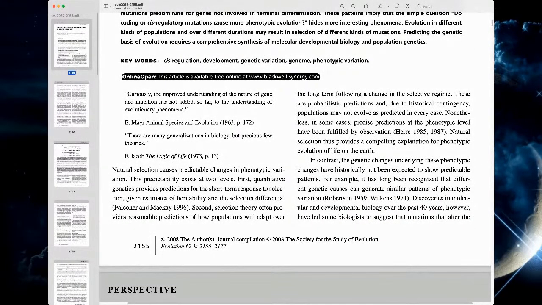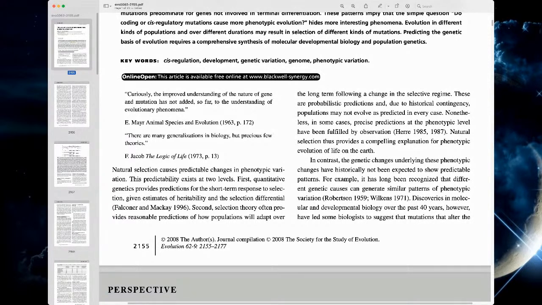Natural selection causes predictable changes in phenotypic variation. Okay, this predictability is at 2 levels. First, quantitative. Quantitative genetics provides predictions for short-term response to selection, given estimates of heritability. So how do they tackle this problem is what I'd like to know. These are probabilistic predictions. And due to historical contingency, which means what you got is what you get to work with. Right. Nonetheless, in some cases, precise predictions at the phenotypic level have been fulfilled by observation.